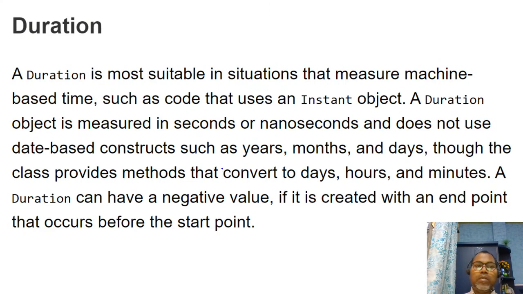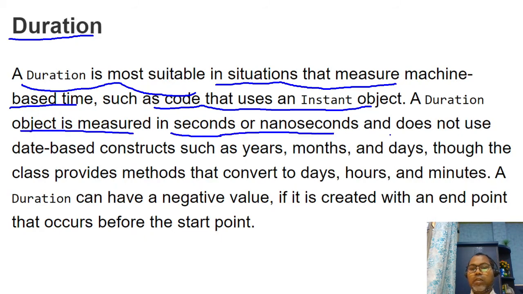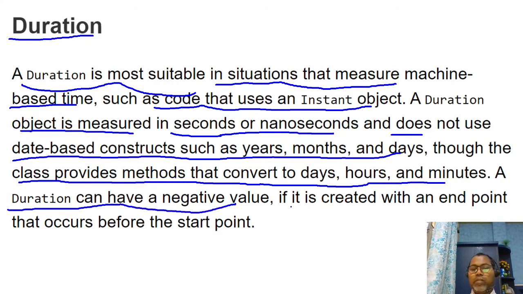So this is your instant, the particular one from epoch times, and we have a similar one, Duration. It is frequently used, for example when you pass a duration of 1 hour, 2 hours, 3 hours. Duration starts with hours, and you pass the number of hours. So Duration is the most suitable for measuring time in code that uses the Instant object. A Duration object measures in seconds or nanoseconds, and does not use date-based constructs such as year and month. In this scenario this class provides methods to convert days, hours, minutes to the duration. It can have a negative value if it's created with an end point before the start time.